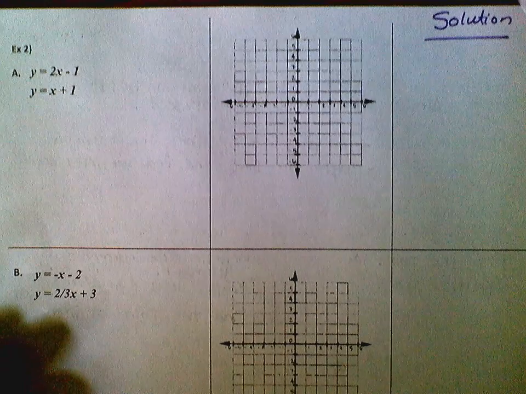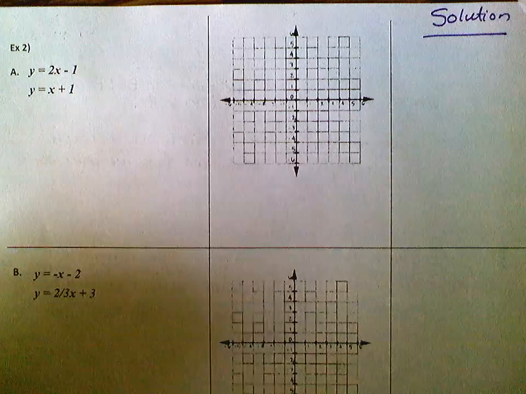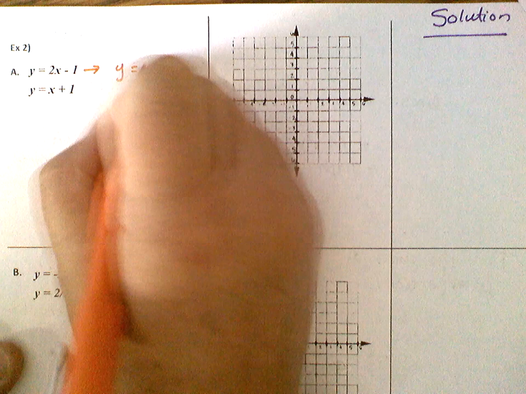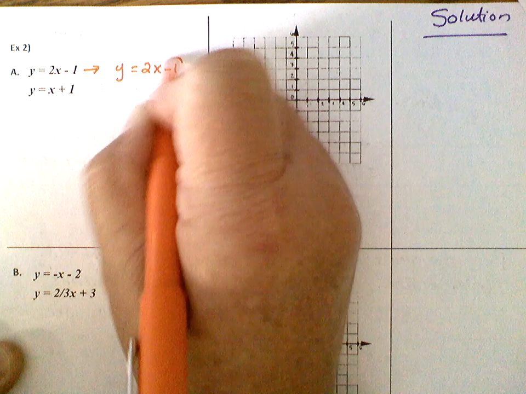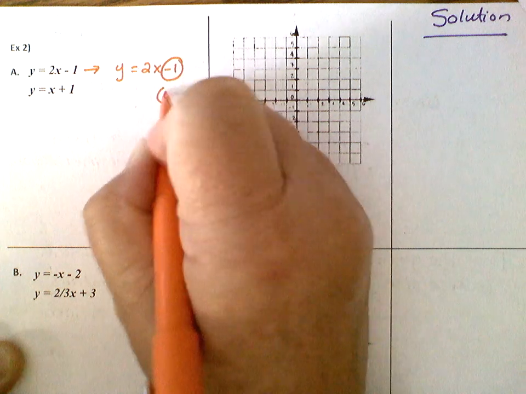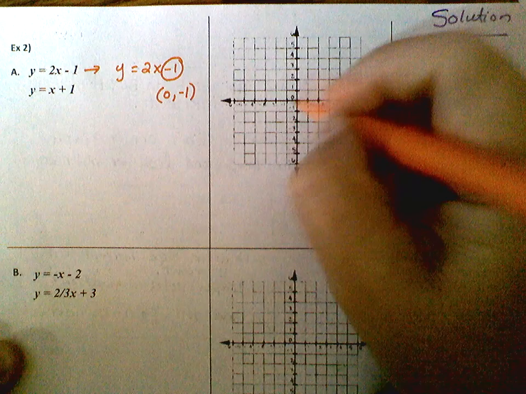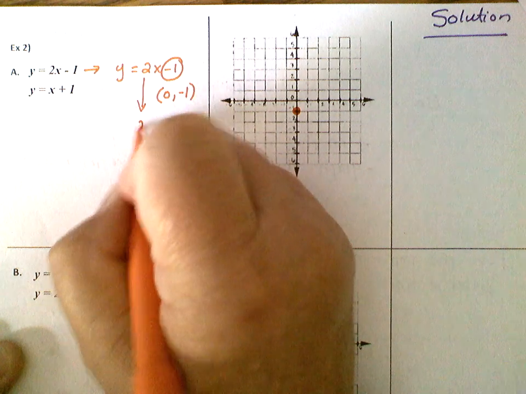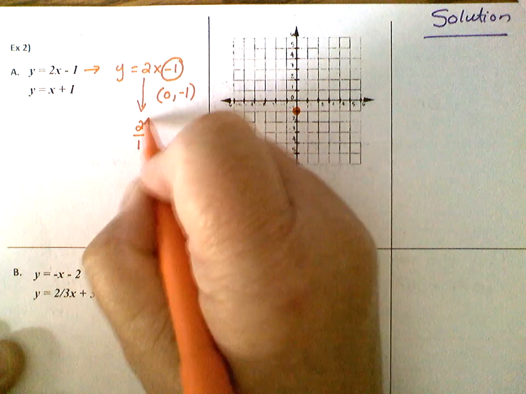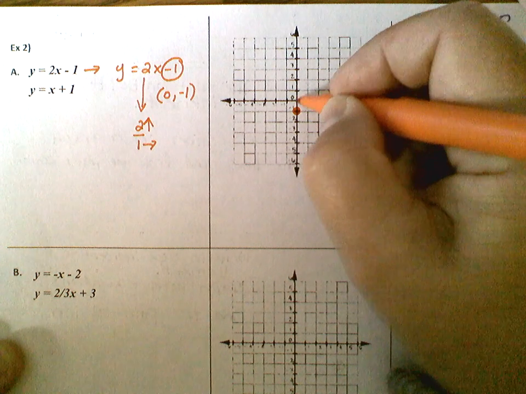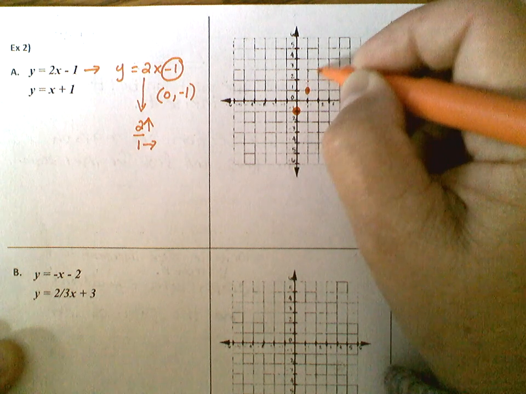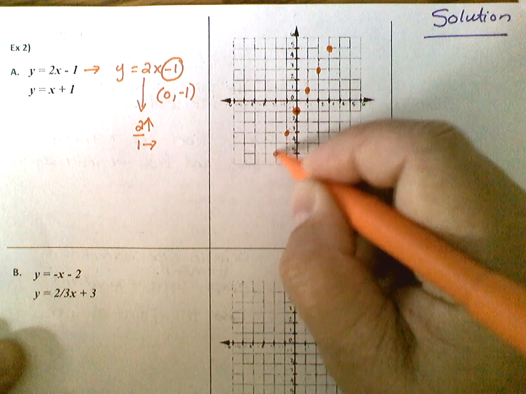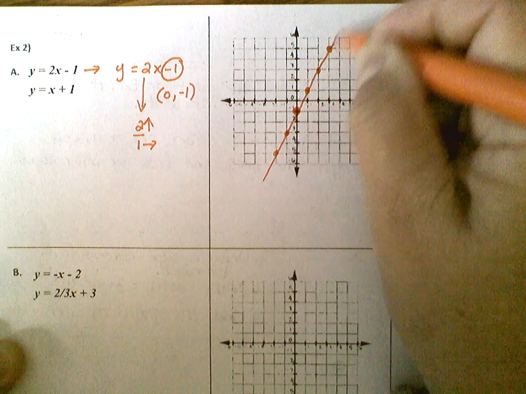Here are some examples where we have to graph first. So first of all, we have to remember for this one, y equals 2x minus 1. We remember that we start with the y-intercept at 0, -1. That's our starting point. And then we count our slope up 2, right 1. Or we can go down 2, left 1. And there's the first line.